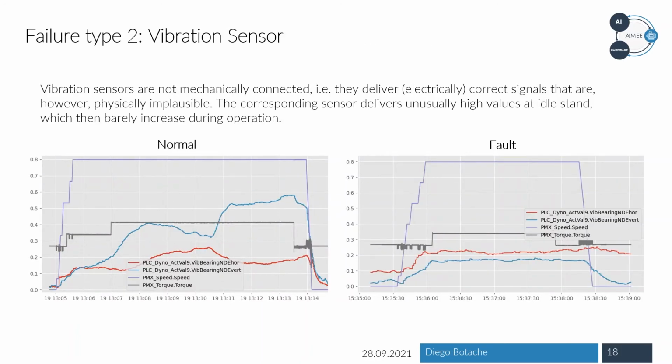For failure type number 2, we uncoupled one of the vibration sensors from the load machine. On the left side, you can see that increasing the velocity of the device under test also increases the value of some of these vibration sensors. It also highly depends on the behavior of the device under test, but on the right side you see that the values of these sensors barely increase, and even in an idle stand they still deliver very high values.